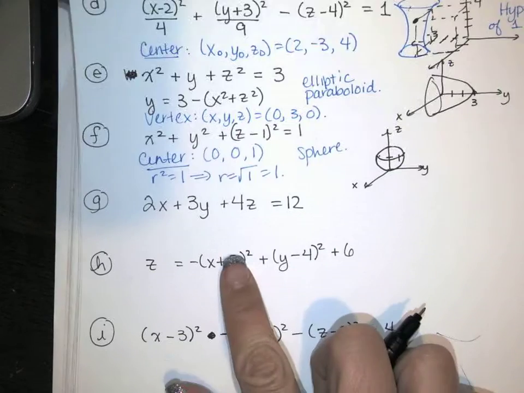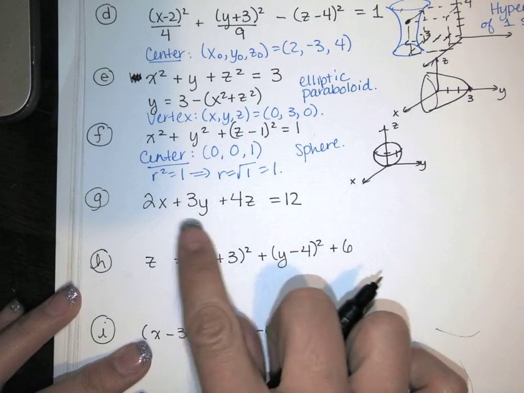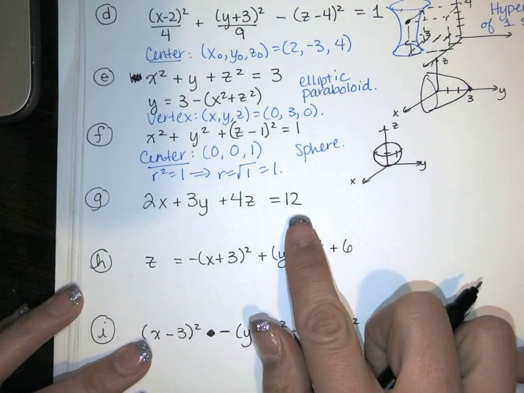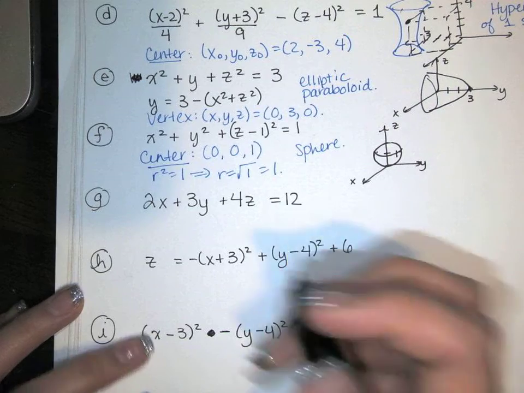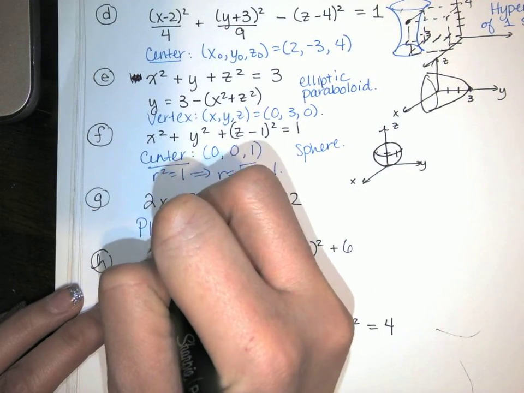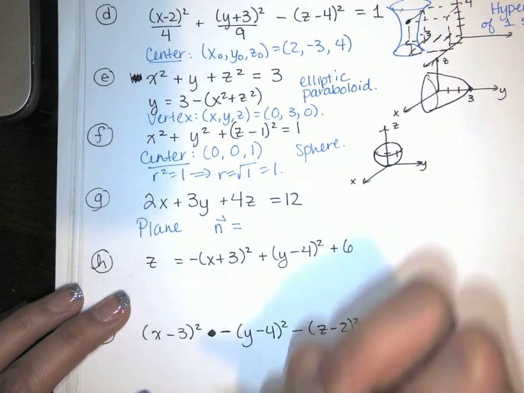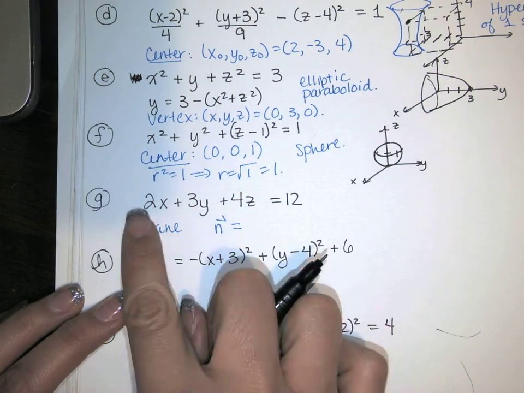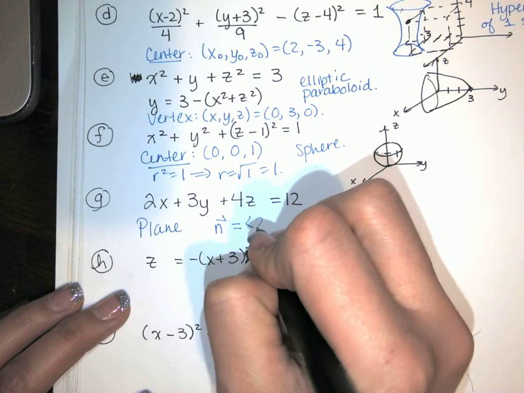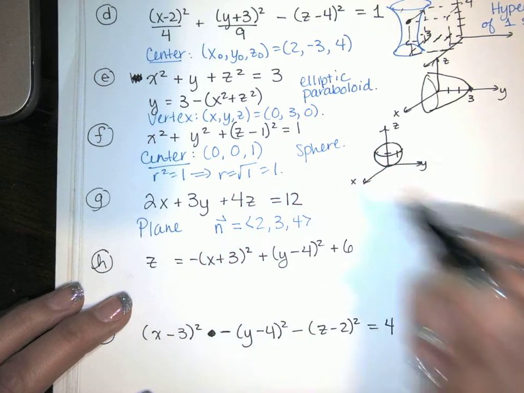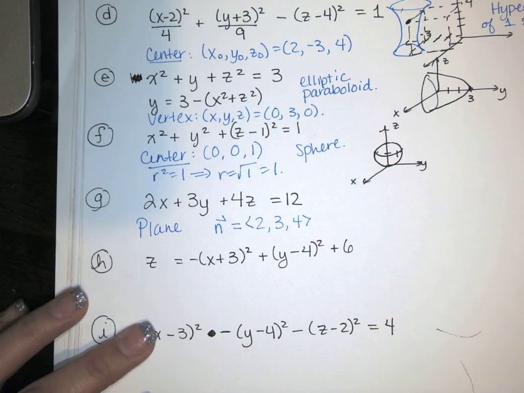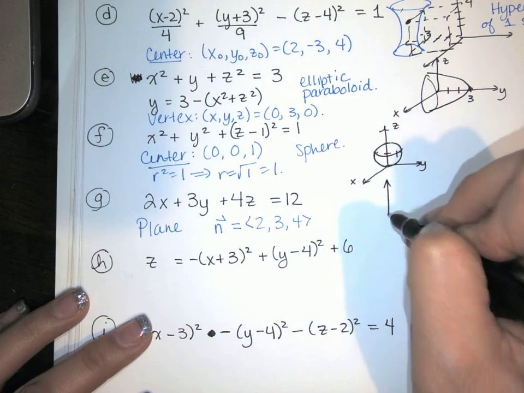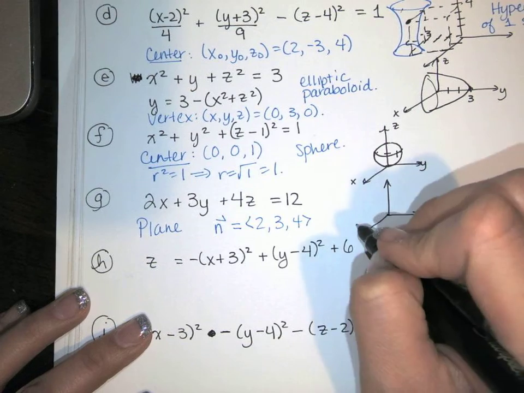What about this guy? X, y, and z are all raised to the first. And I get a constant on this side, so this is a plane. And what is its normal vector? I hope you said 2, 3, 4, because it is. We just read off the coefficients. Now I can't sketch the whole plane, but I can sketch the part of the plane in the first octant.